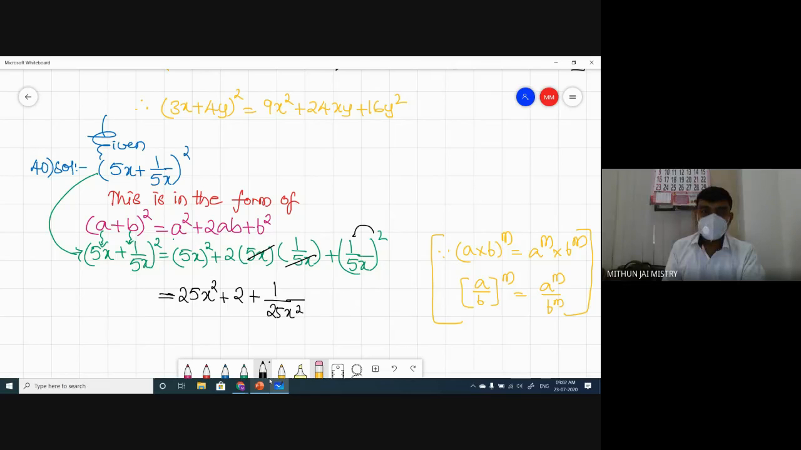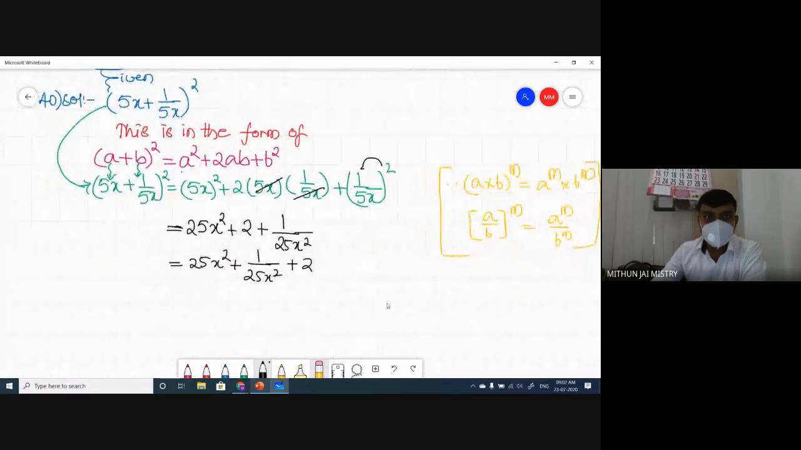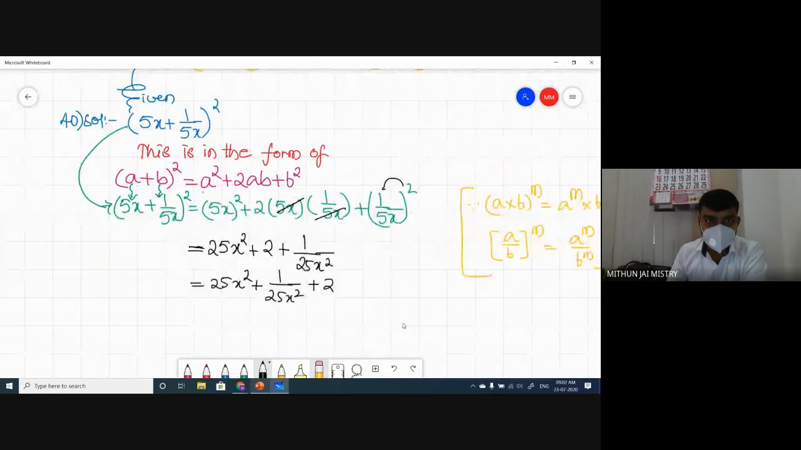1 by 25x squared. So here let me tell you that always the constant should be written in the last. That means a term which is not having any variable is called constant term. So let me write that in the last, and we'll get here 25x squared plus 1 by 25x squared plus 2, right?